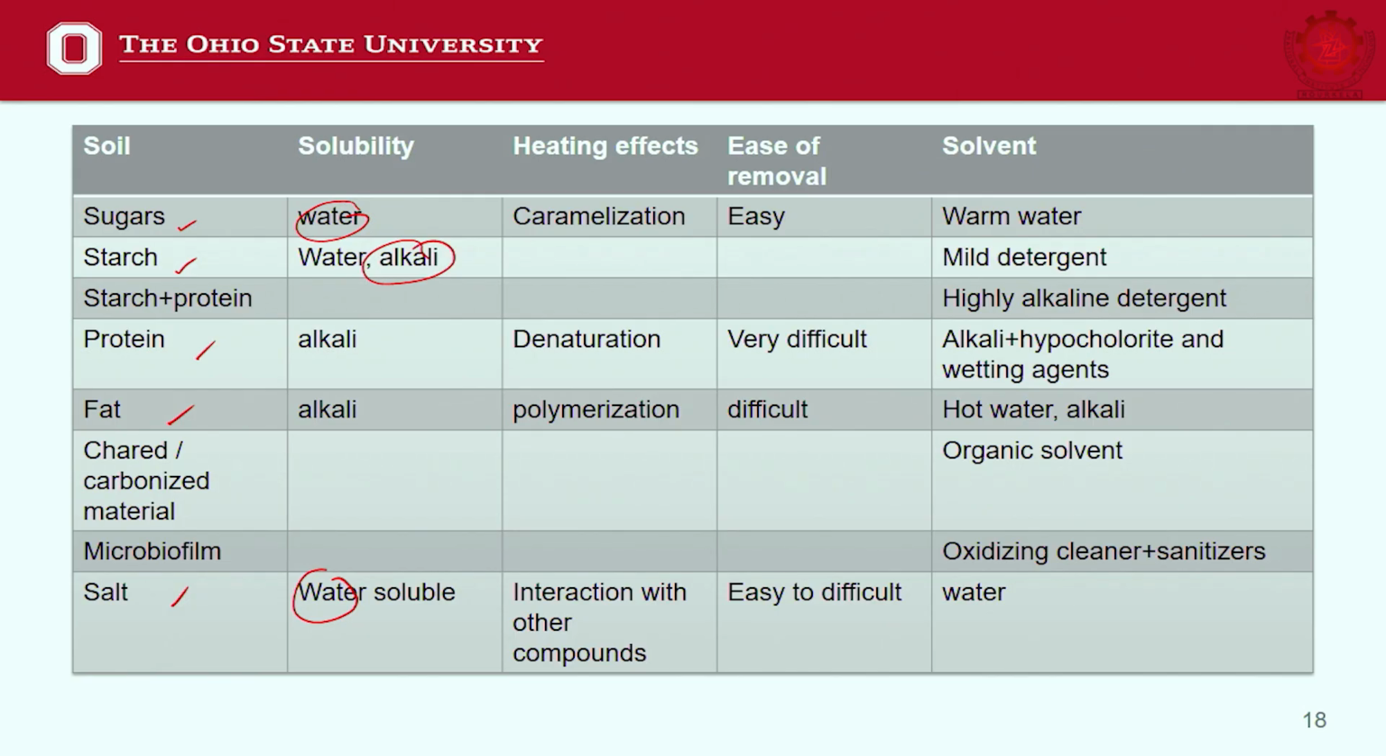And then when you are heating these types of contaminants, what effect may it have, because that makes them stick to the surface much more. And then is it easy or difficult to remove? For example, when you have protein deposits and you heat them, they are going to denature and adhere to the surface, and it may be very difficult to remove. So, you have to use some type of alkali and hypochlorite solution, so that you can remove some of these contaminants.